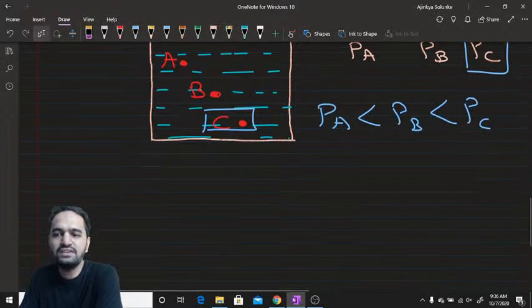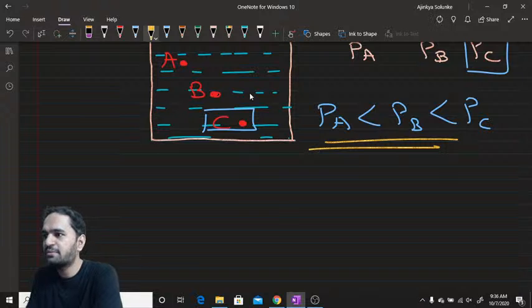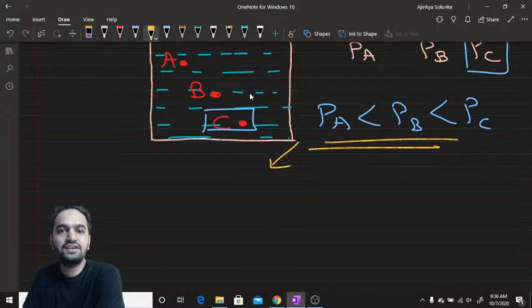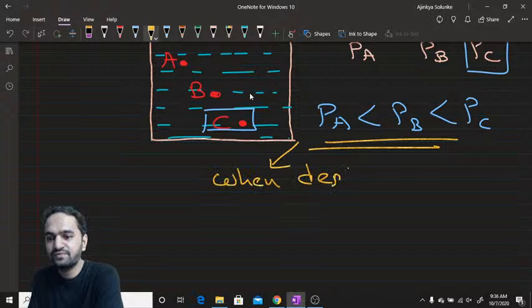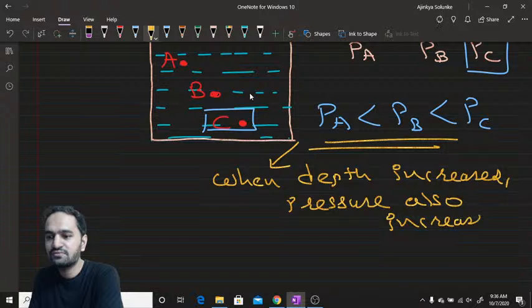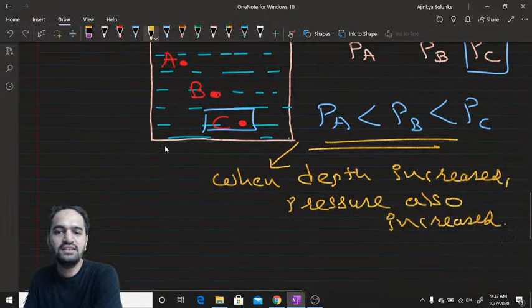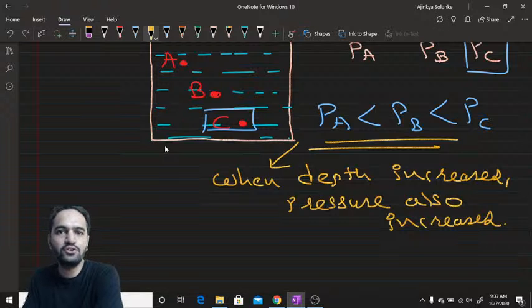What is the reason? Can somebody write in the chat box the reason why we are saying the pressure is more at point C? Yes, the reason is simple. Pressure is more when the depth increases. When the depth increases, pressure also increases. Correct? Is it correct? Yes, exactly. As C is present at the depth, the pressure will be more in the case of C.